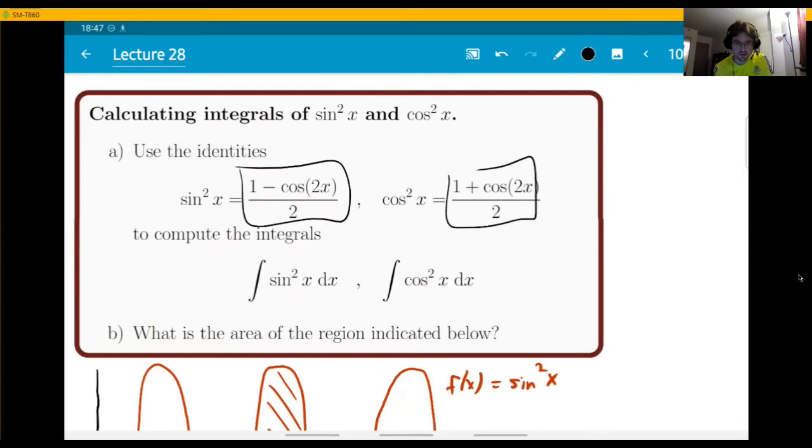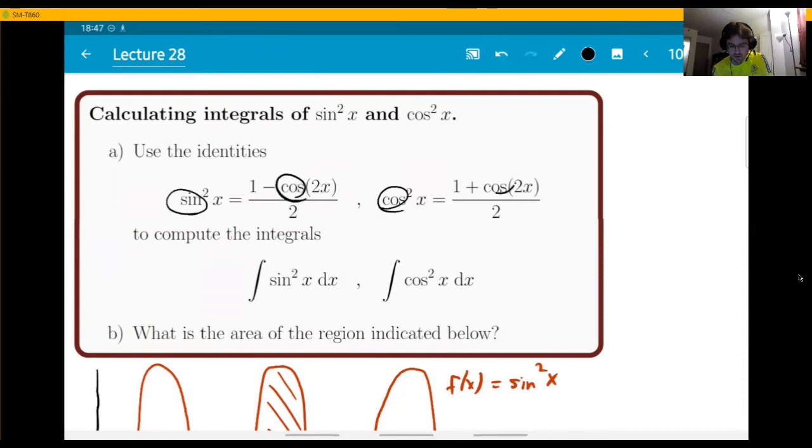Sine and cosine squared can always be written in terms of cosine of 2x. This is not a typo, this is cosine here for both, even though there's a sine in one and cosine in the other. The formulas are correct.